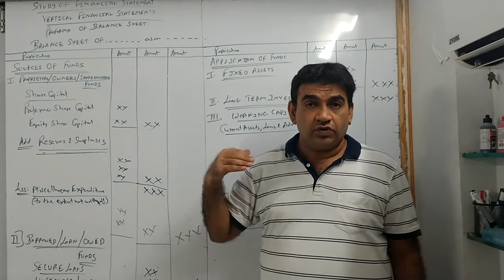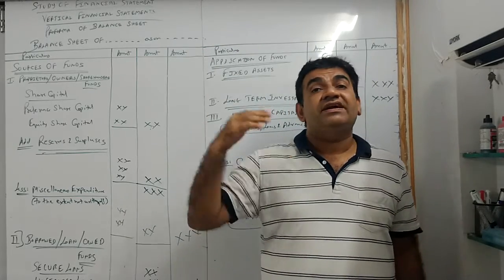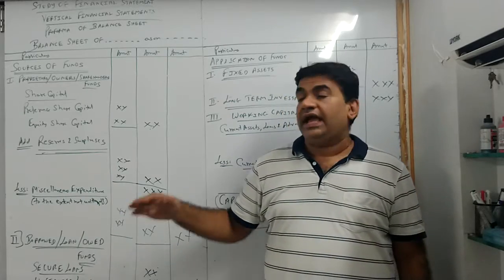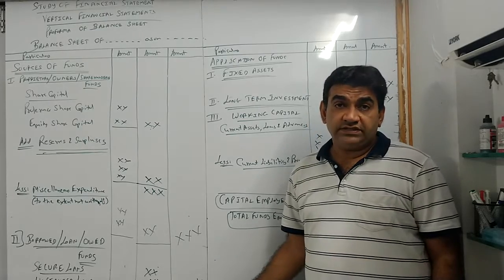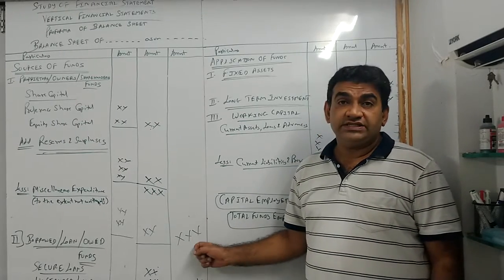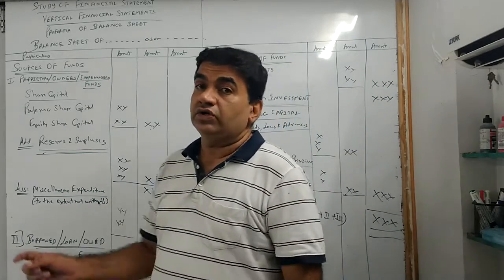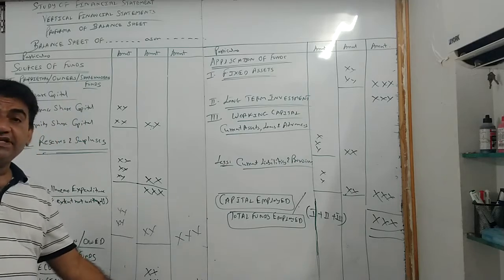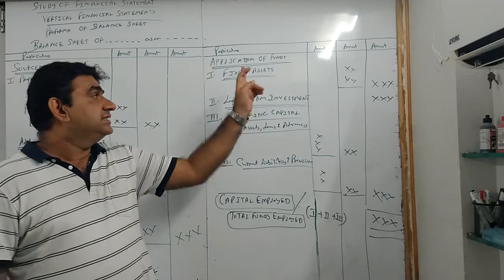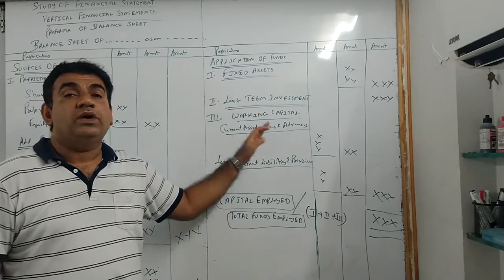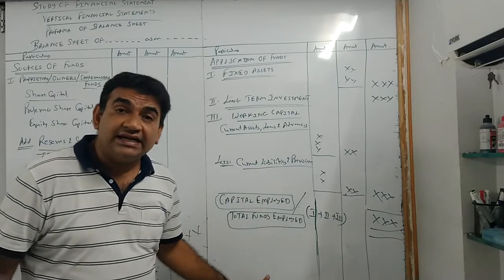Second, borrowed funds, which you borrow. That is further in two parts: secured loan and unsecured loan. A loan where security is given is a secured loan, and where there is no security, unsecured. Secured plus unsecured gives you borrowed funds. Total of borrowed funds plus proprietors funds gives you my total sources, which we call capital fund or total funds employed. Whatever I have received, now the same I have to invest. Where do I invest? First, fixed assets. Second, long-term investments. Third, working capital. Working capital is nothing but the difference between current assets and current liabilities.